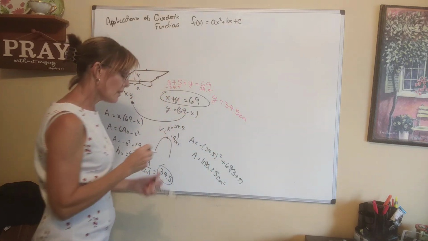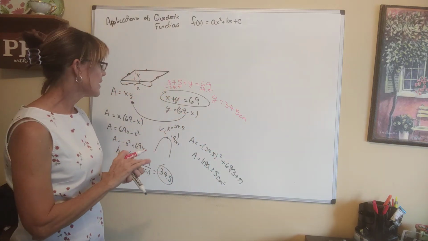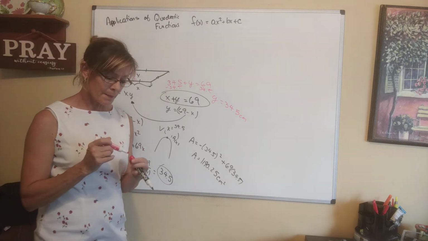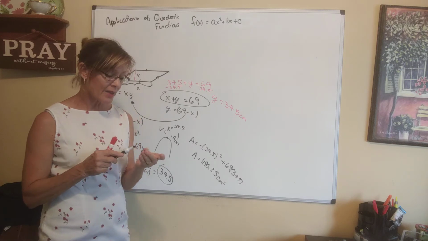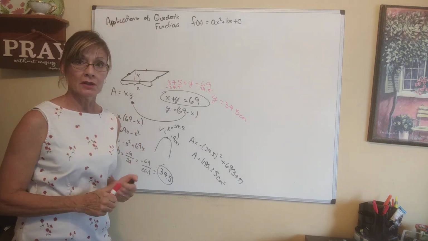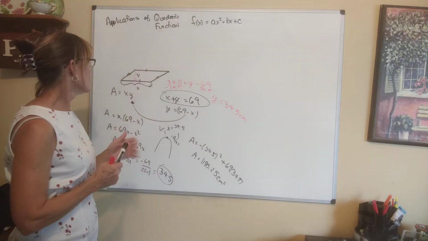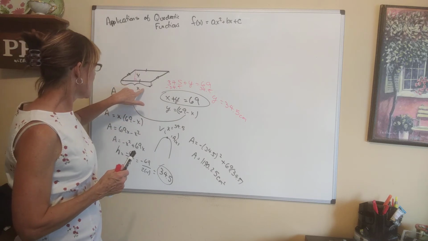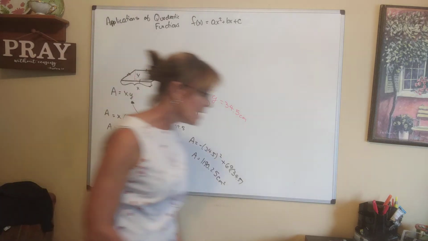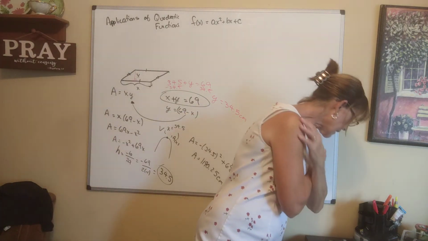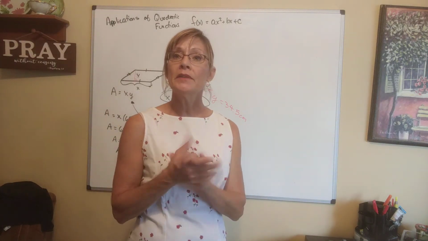So it turns out that the dimensions that will give us a maximum area for a parallelogram will be when the length and the width are equal to each other, when X and Y are the same length, like in a square. Okay, so that is that one. Let's look at one more example and then we'll be done.